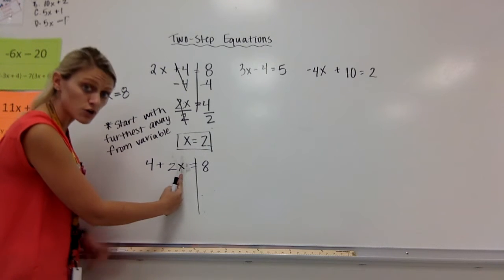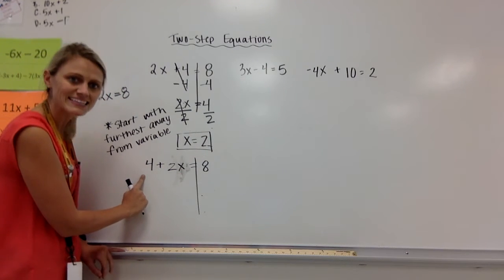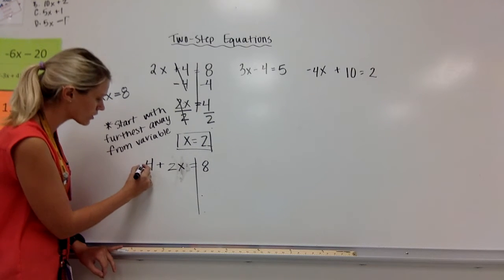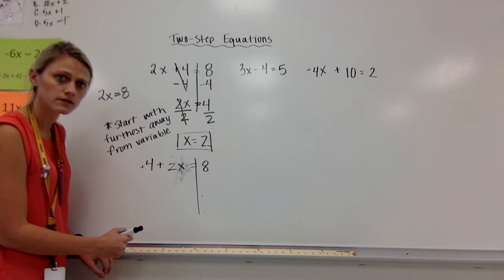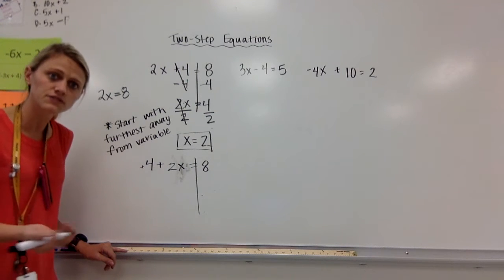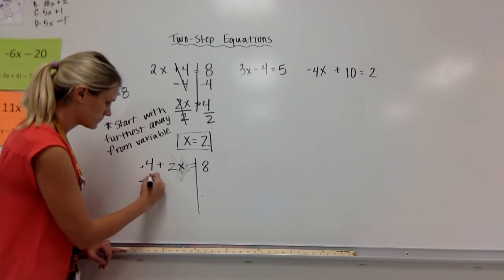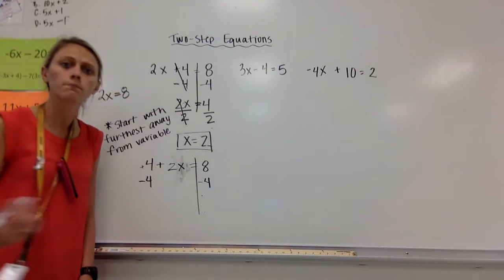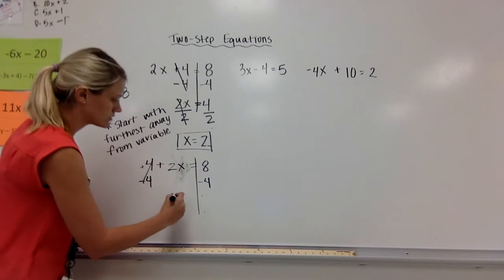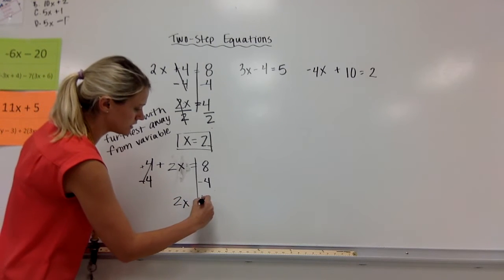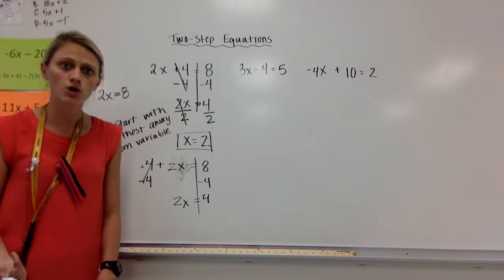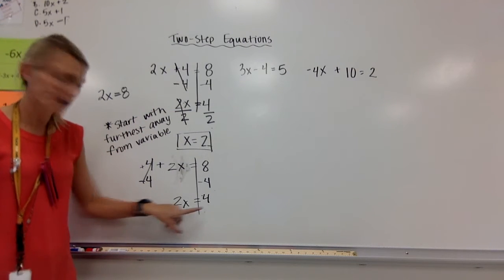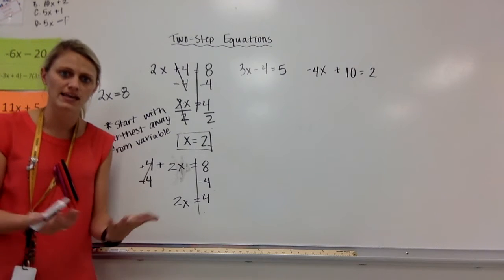The number that's furthest away from it is a positive 4. This is a positive 4. Okay? So to get rid of a positive 4, you have to take 4 away from both sides. So you end up with 2x equals 4, exactly what we ended up with up here. I would divide each side by 2 and I'd have the same answer.